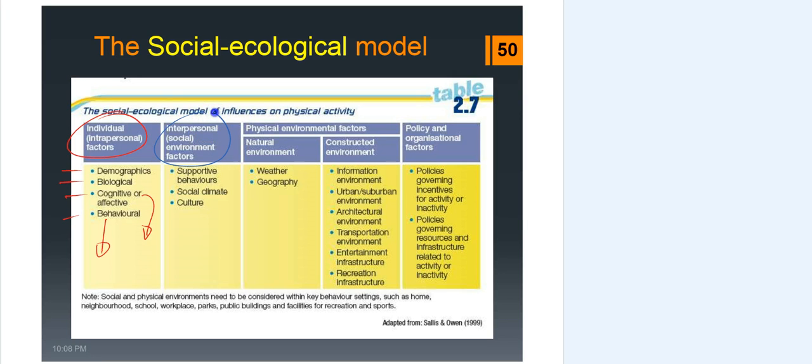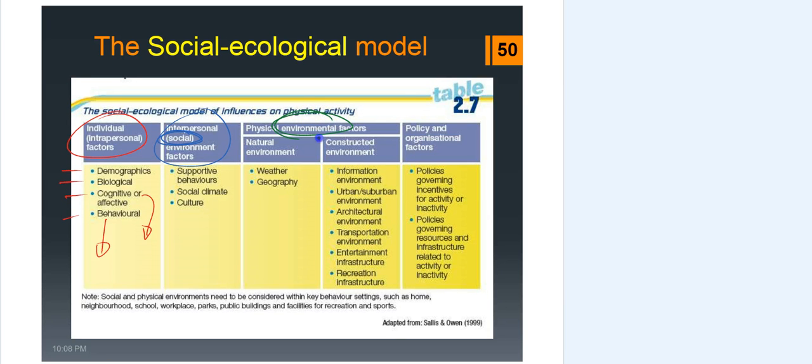Interpersonal, but we refer to it generally as social. Supportive behaviours of others. What social climate have they been brought up in? So, for example, family, maybe the country that they come in from, the community in which they live, and their particular culture. So living within all of those settings, they will have different ideas and supporting factors on and relating to physical activity.